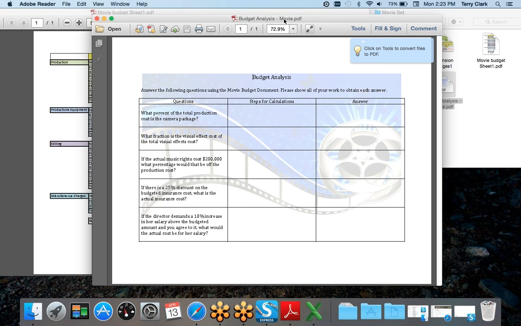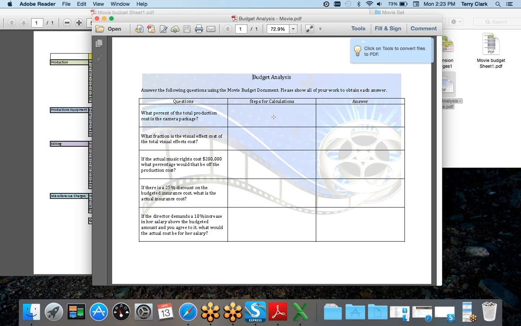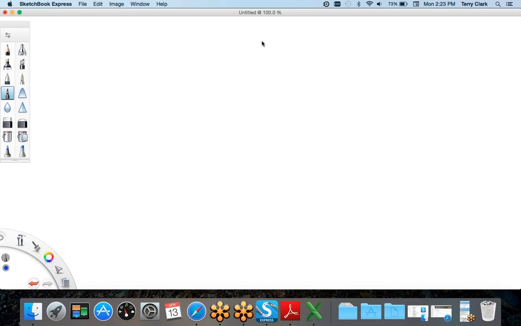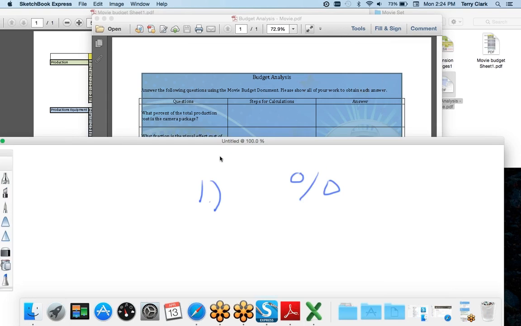Now read the questions very carefully. You've got to show your calculations. That means you have to show your work, and then you provide your answers in that third column. The first one says, what percent? So when you finish with your answer, it's going to have a percent sign on the end of it. Whatever you come up with, it's going to be a percent.